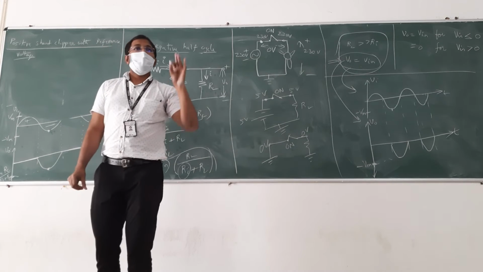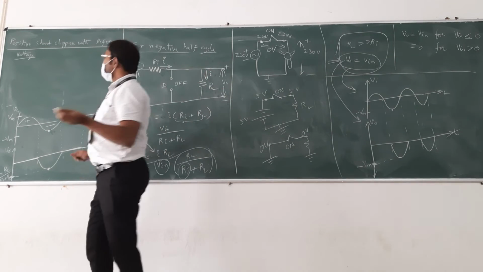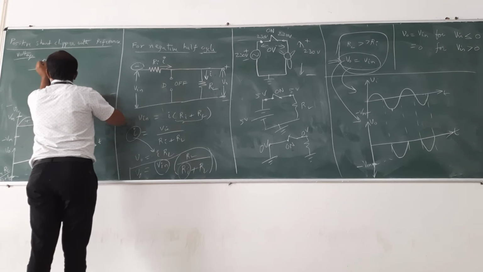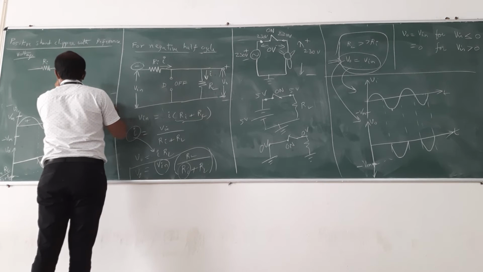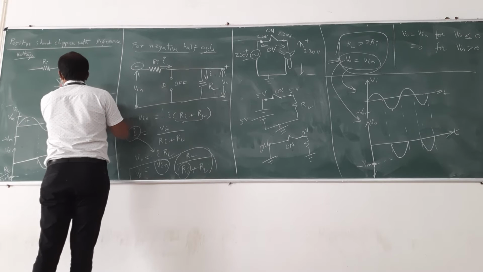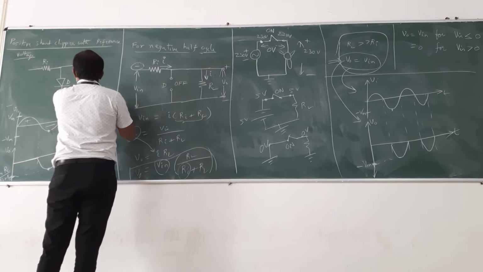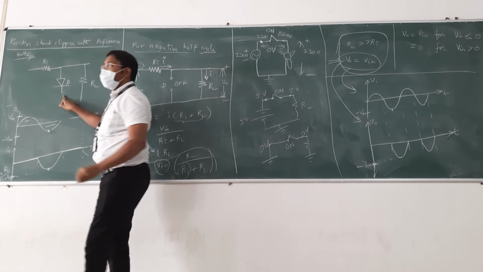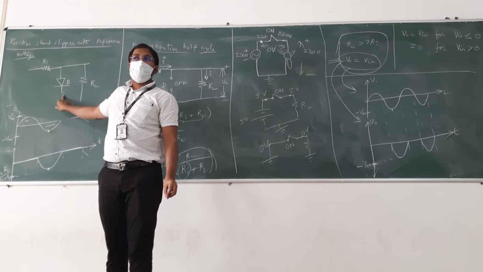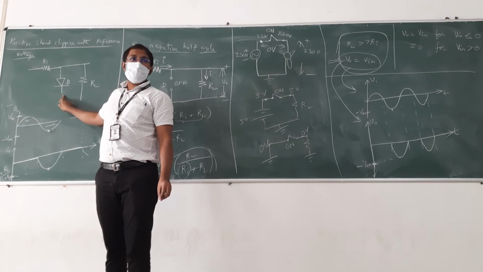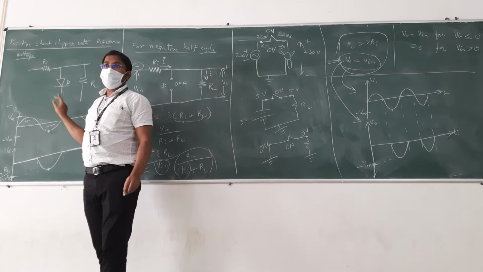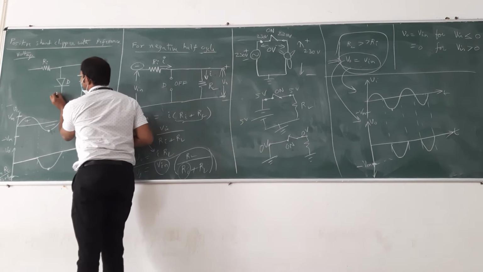Same circuit you will draw. What was the circuit? R, diode. Then additionally what we will have here? Additionally what we should get? Reference voltage. What we should connect here? VR.